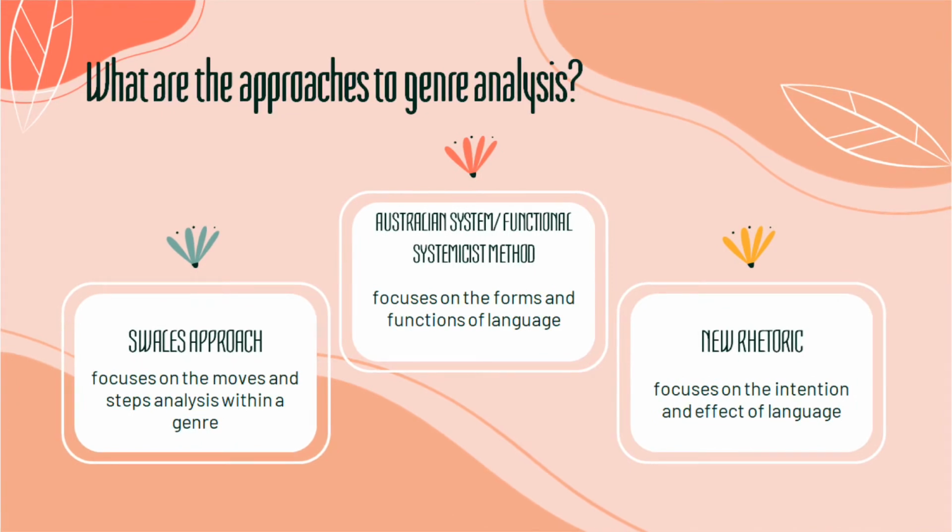There are three approaches to genre analysis. First is the Swales approach, which focuses on the moves and steps analysis within a genre. Second is the Australian system or functional systemicist method, which focuses on the forms and functions of language. And third is the new rhetoric, which focuses on the intention and effects of language. In this lesson, we will only focus on the Swales approach.